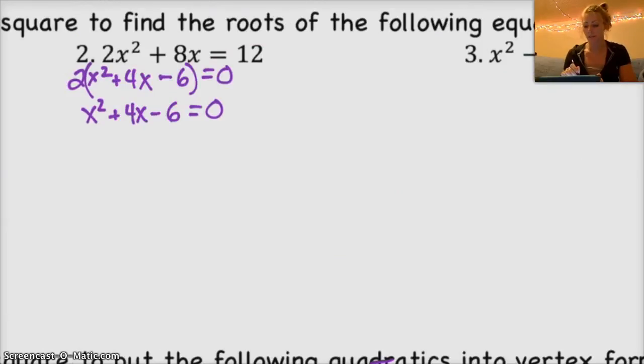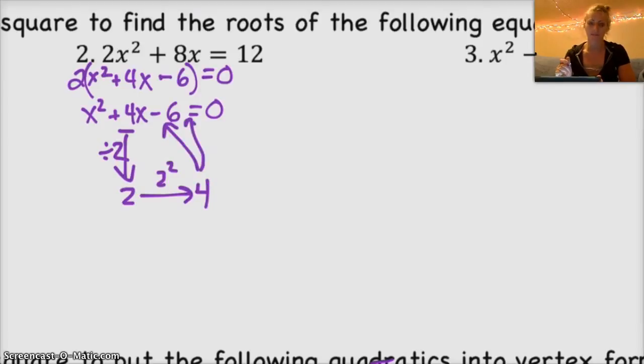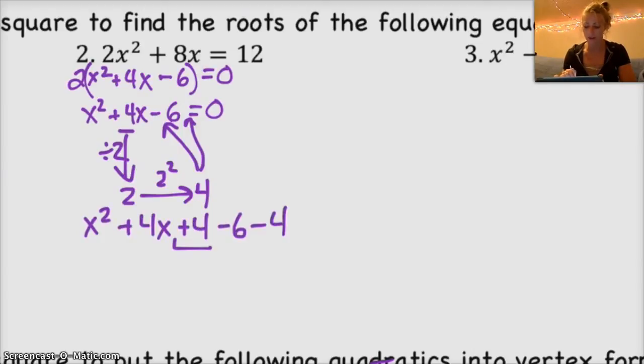So then I take b, which is 4, divided by 2. So 4 divided by 2 is 2. Then I take that and square it. 2 squared is 4. And that's the number I add in and subtract out. Okay, so I have x squared plus 4x plus 4 minus 6 minus 4, because remember, I have to add it and subtract it, equals 0.